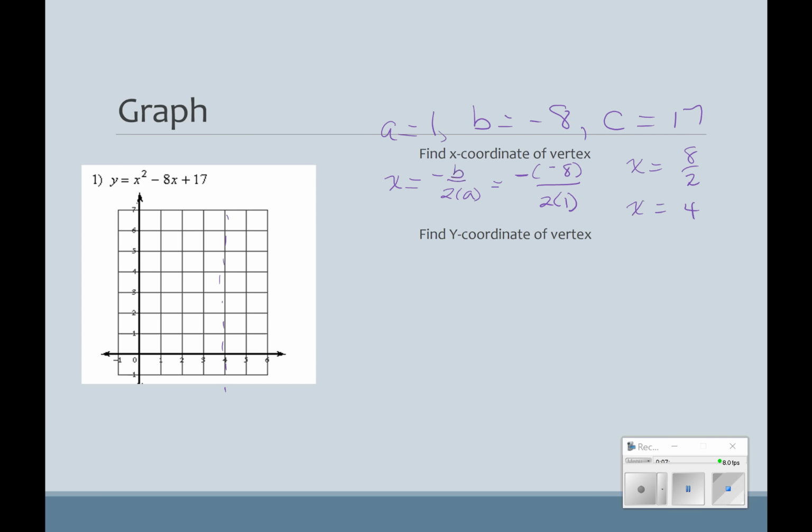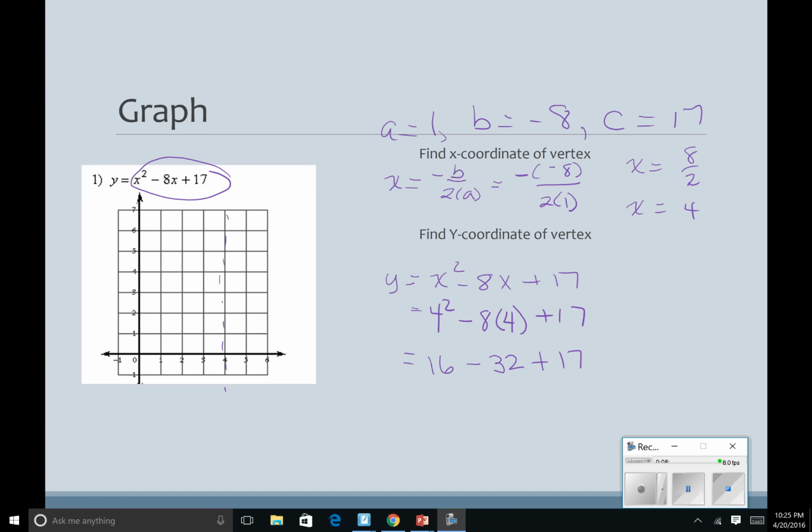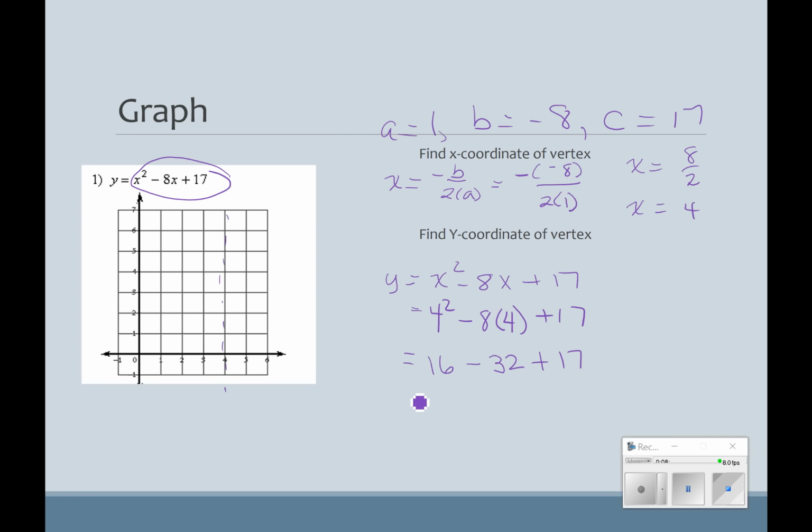Okay, but if x is 4, in order to find y, all I have to do is put it in for x over here. So y is going to be, we've got x squared minus 8x plus 17. So 4 squared minus 8 times 4 plus 17. Okay, so I'm going to get 16 minus 32 plus 17. When I put that all together, 16 minus 32 is negative 16, plus 17 is 1. So this is going to equal 1. So now my vertex is going to be 4 and 1.